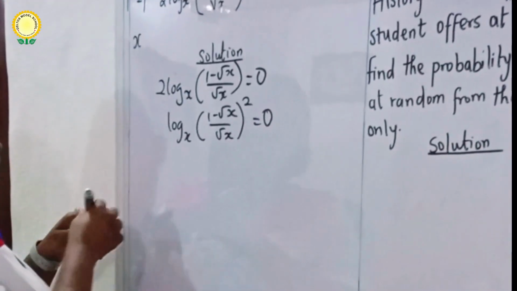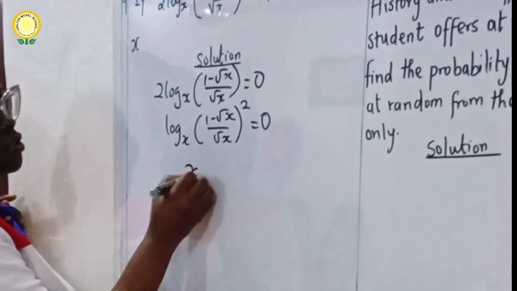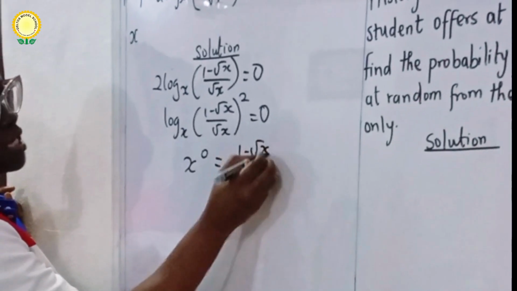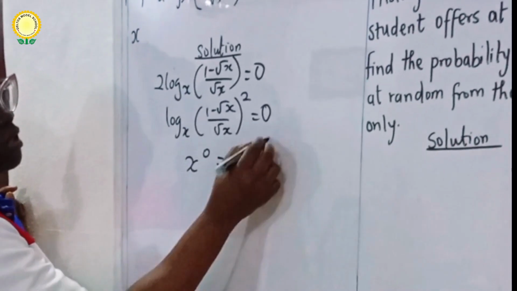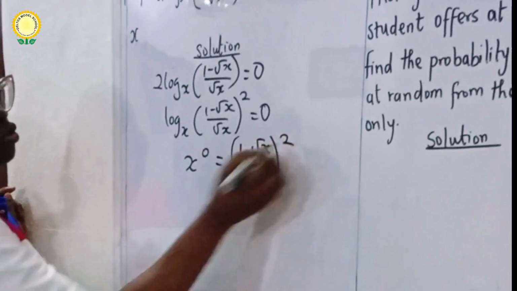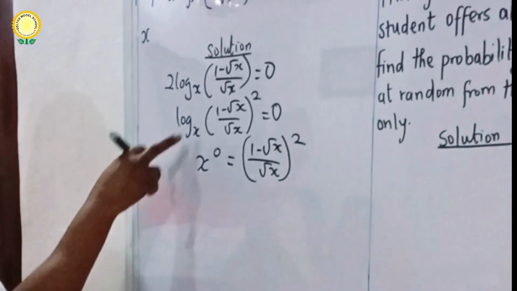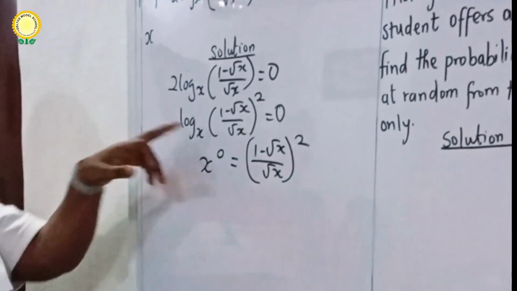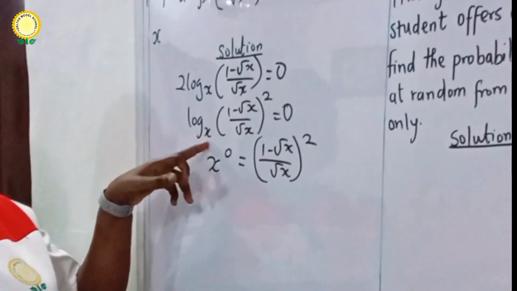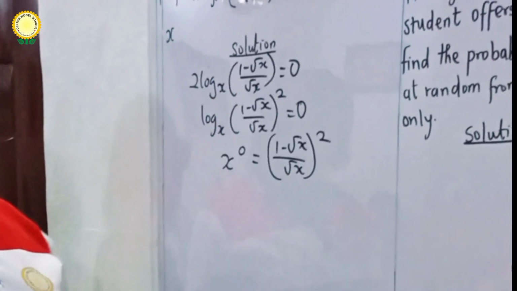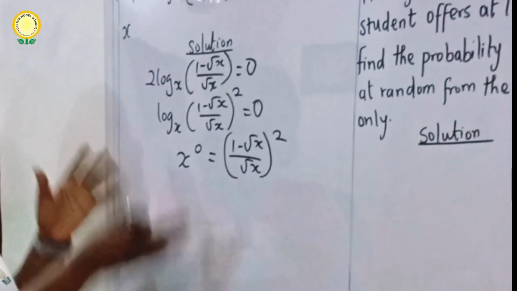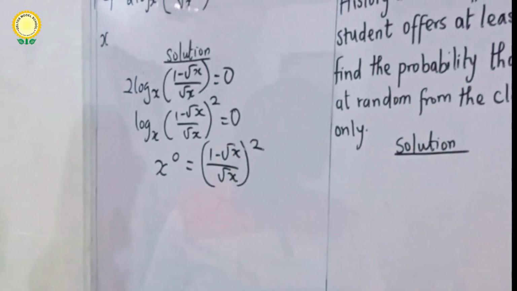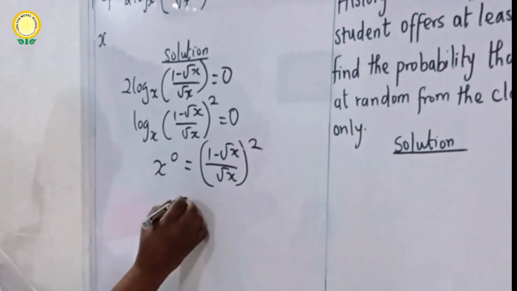Then the next is to say x raised to power 0 equals everything here, (1 minus square root of x) over square root of x, all raised to the power of 2. The logarithm of a number is the power to which the base is raised to get the number. So you cross-check your work. Now, the next thing is to simplify this. So let's go ahead and simplify.